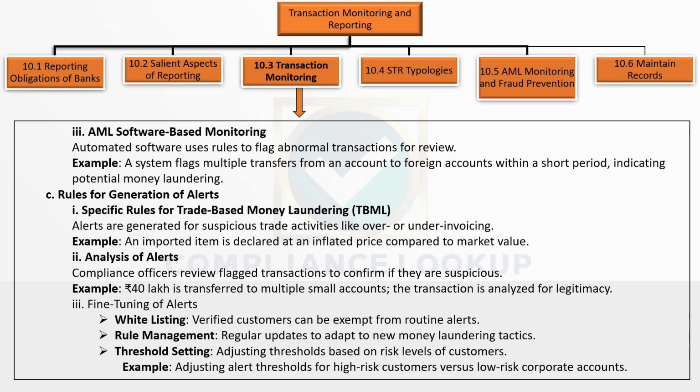C. Rules for generation of alerts. First, specific rules for trade-based money laundering (TBML). Trade-based money laundering involves using international trade to move illicit money. The monitoring system generates alerts for specific TBML red flags, such as over-invoicing, under-invoicing, and the use of shell companies in trade.